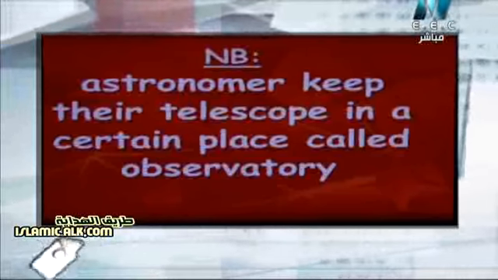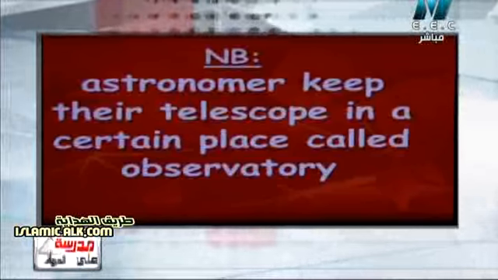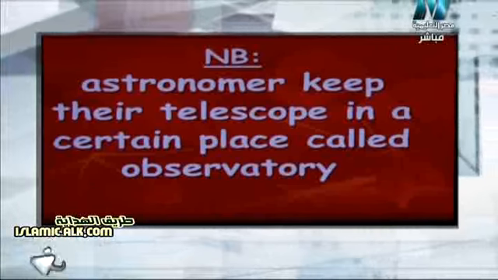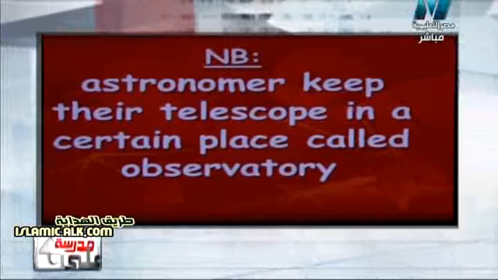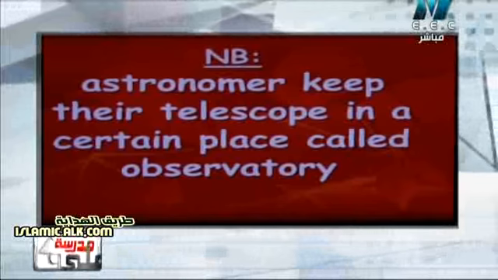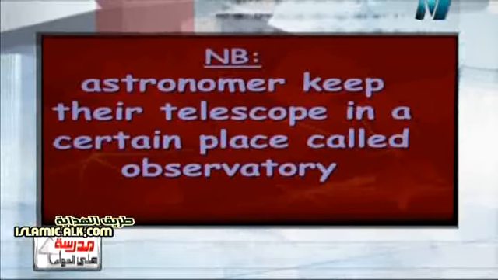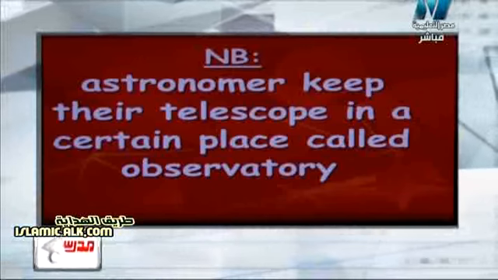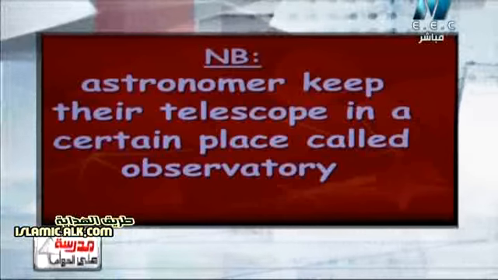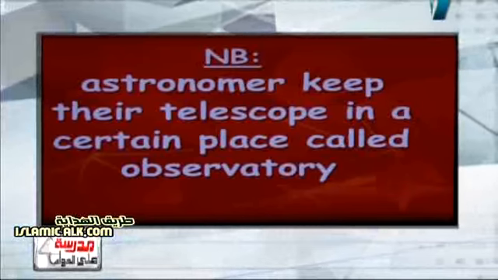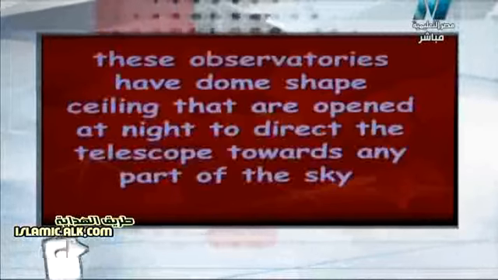Astronomers keep their telescopes in what? They keep their telescopes in a certain place called an observatory. Again, an observatory is a place where telescopes and devices used in observing space are kept. So these observatories have a dome shape.